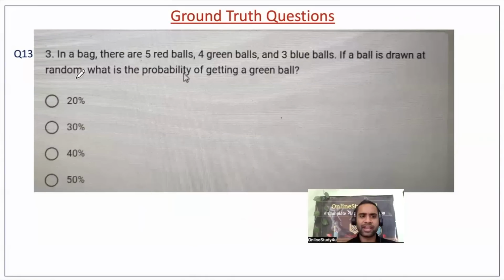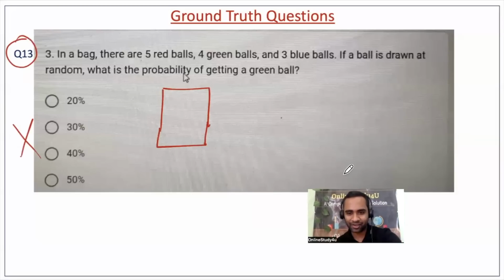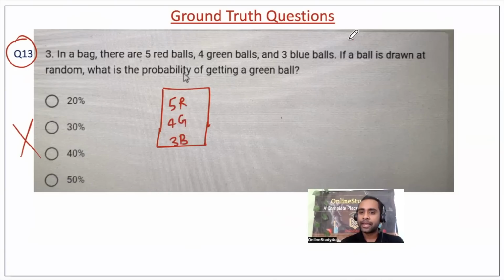Now, next question. In the next question also the option is wrong. Let us see how. Friends, see logic, everything revolves around logic. Maths is logic. It's not English, it's not grammar. In a bag, there are 5 red balls, 4 green balls, and 3 blue balls. If a ball is drawn at random, what is the probability of getting a green ball?